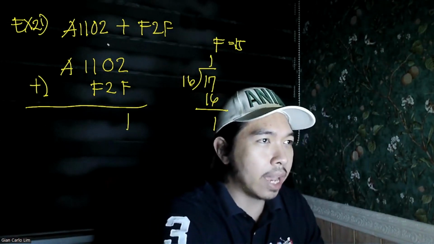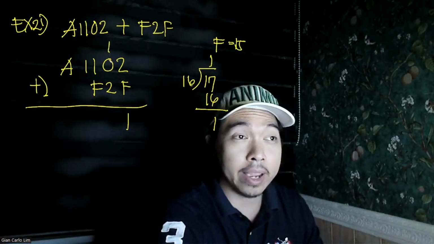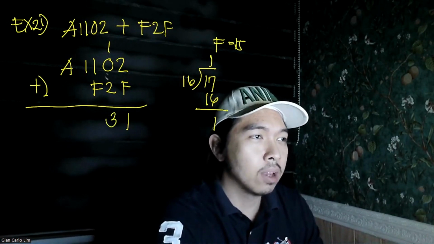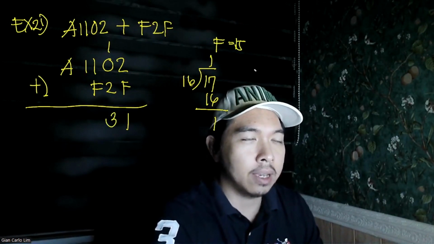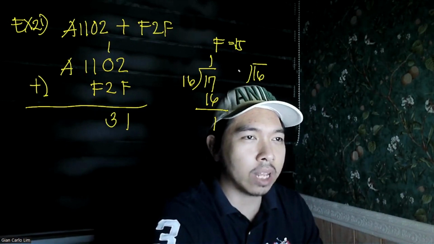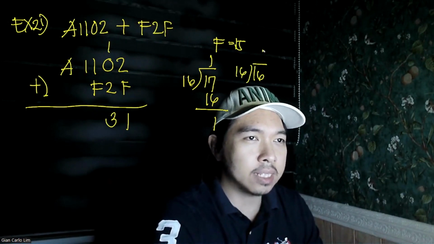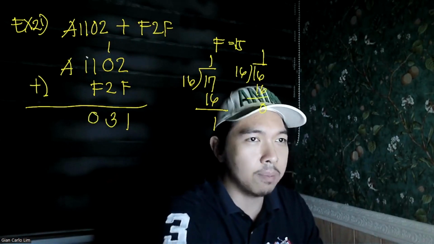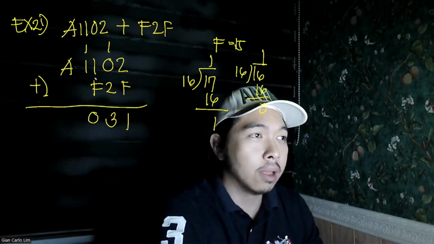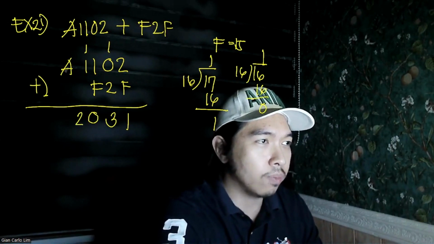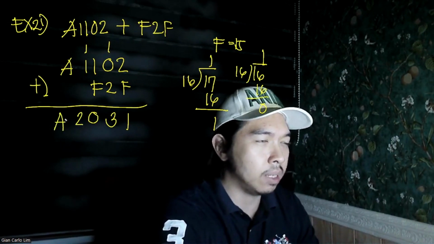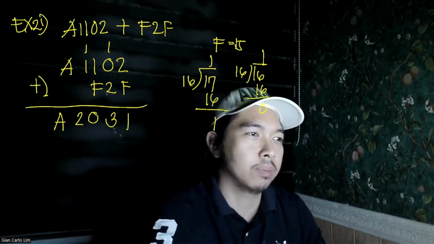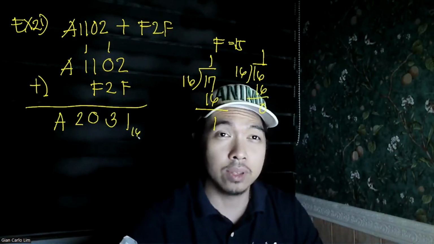So 1 dito, ang carry nandito. 1 plus 0 is 1. 1 plus 2 is 3. 1 plus F is 16. So greater than or equal to 16 siya. 16 divided by 16 is 1, remainder 0. Therefore, 0 sa ating sum part, meron tayong carry na 1. Then 1 plus 1, so that would be 2. And then A, wala siyang i-add, so that would be A. So A2031 is the answer for this problem. Ganun lang siya kasimple.